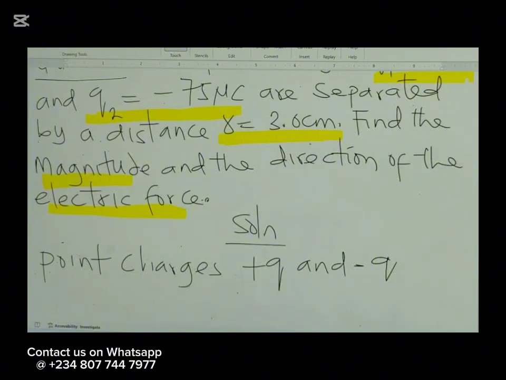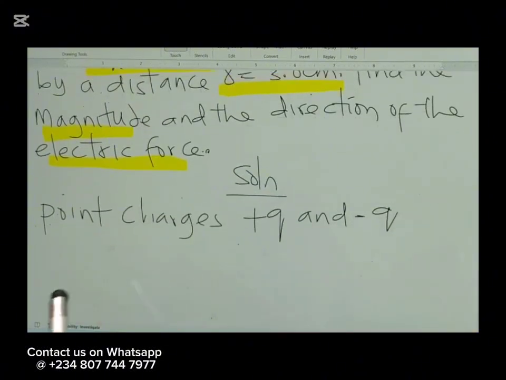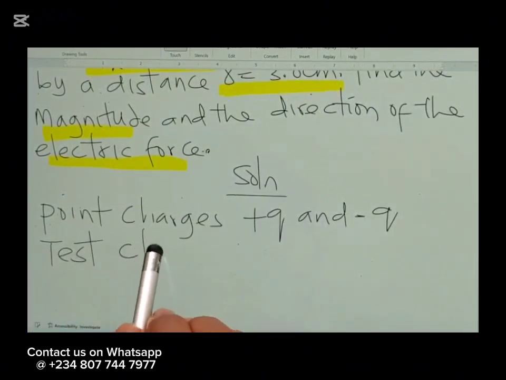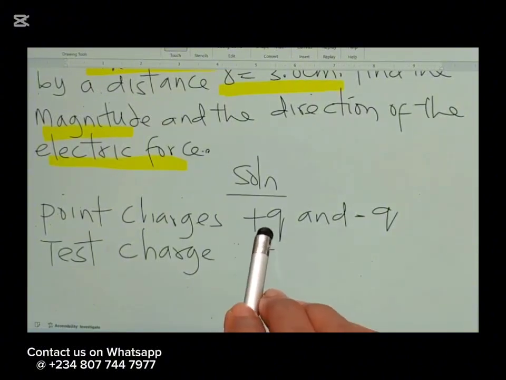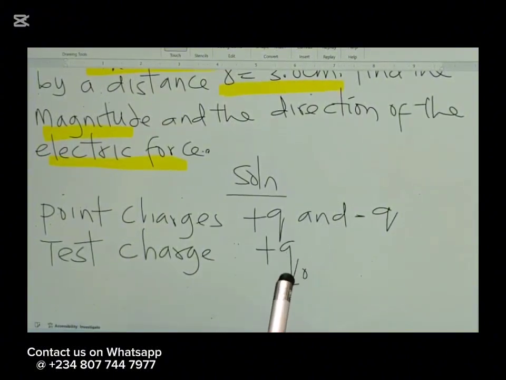Whenever you hear about test charge, they are always positive charges. That is plus Q naught, and you always see it as Q naught. So we have known what point charges are and what a test charge is. Point charges can either be positive or negative, while test charges are always positive. But our intention here is to solve this question.